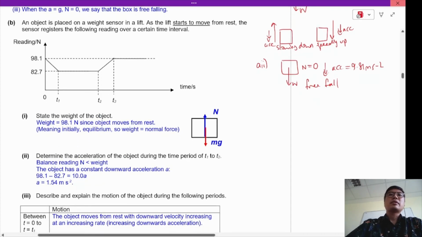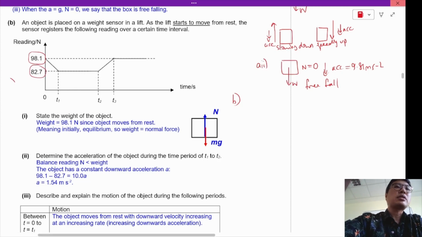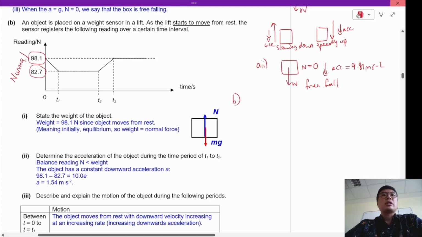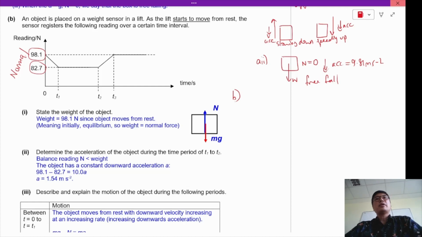Let's take a look at question B. Question B gives us the actual reading on the weighing scale. Remember, this is not the weight of the object. This is the normal force on the object. When the lift starts to move from rest, the sensor registers the reading over a certain time interval. So what is the actual weight of the object?